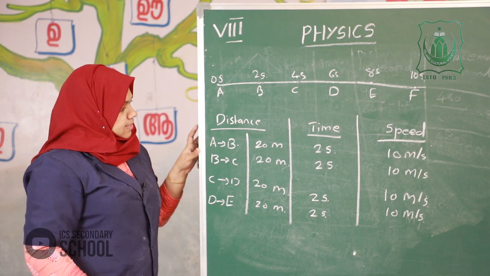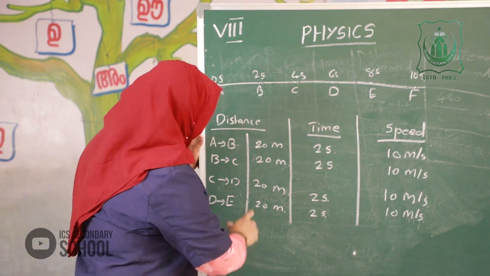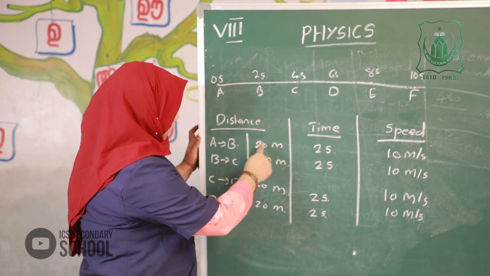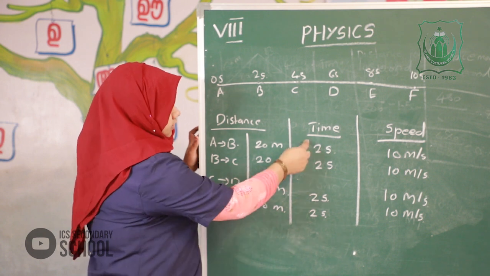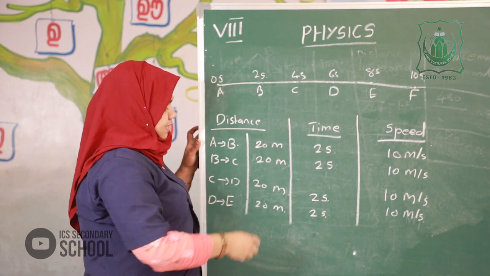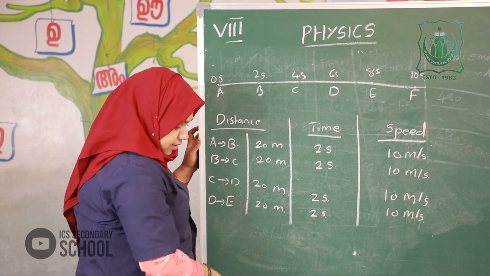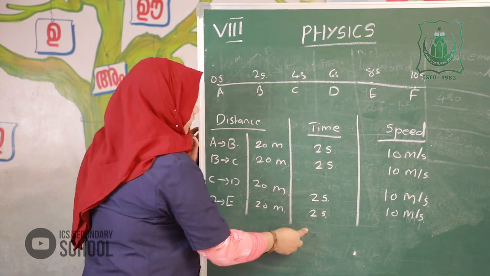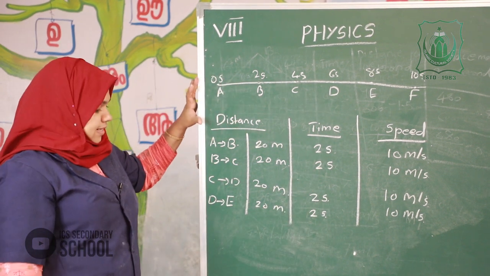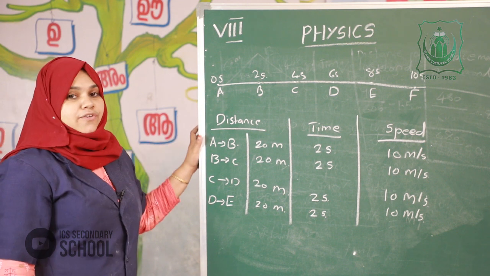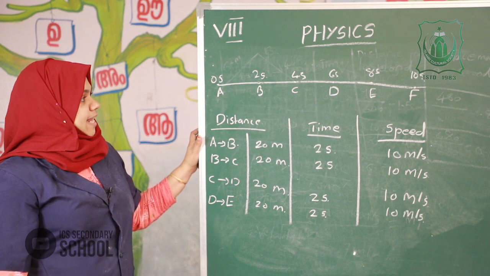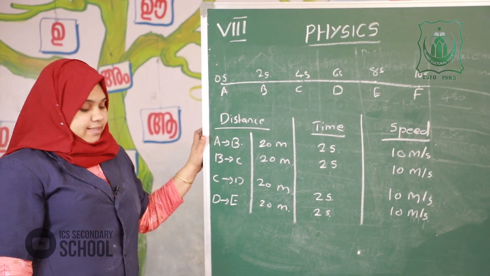Here the distance travelled by the car is the same in equal time intervals. So this speed is known as uniform speed.